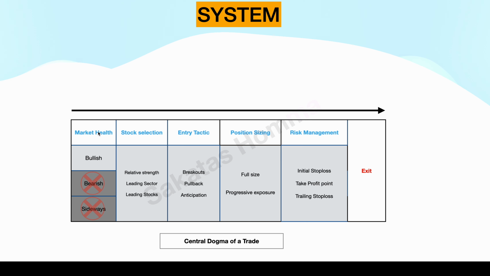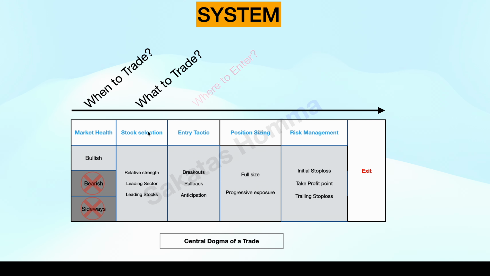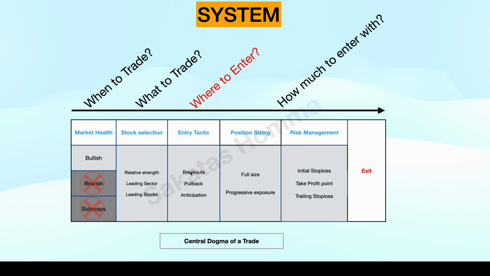To simplify even more, the trading system should answer, number one, when to trade: when the market health is bullish. What to trade: the stock which is relatively strong. Where to enter: this is where tightness comes in, when things are very tight and then breaking out, or even pulling back. The fourth question is how much to enter with, which is position size and hence risk management. And the last question of a complete system is where to exit. So when, what, where to, how much, where to exit. This makes a complete system, okay? So whatever I talked about is only 1/4, 20% of the system.